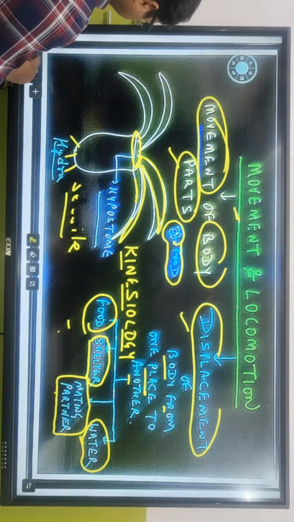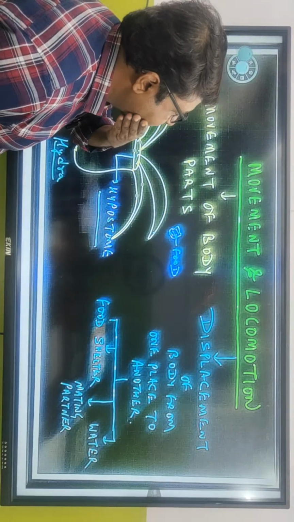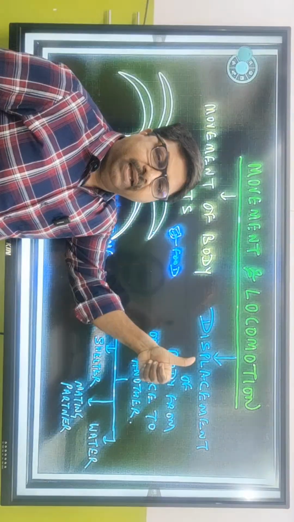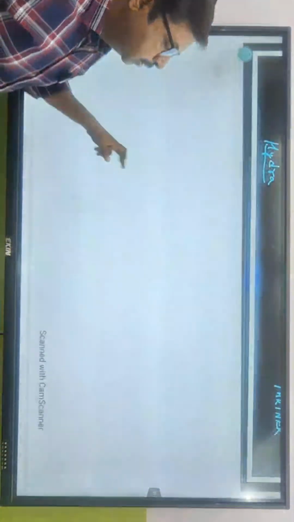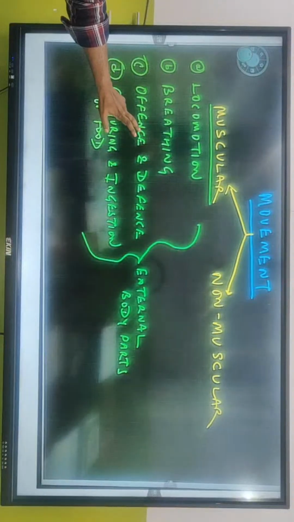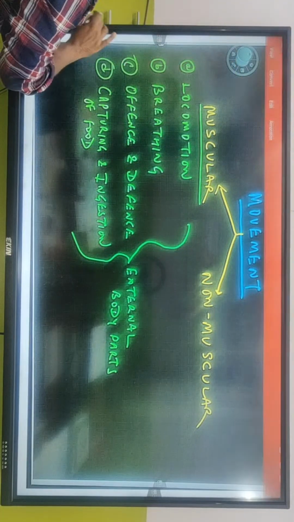Okay. So this is about the first idea that we have got. What did we understand from here? What is the difference between movement and locomotion? Now we need to understand why, and what kind of movement can take place.